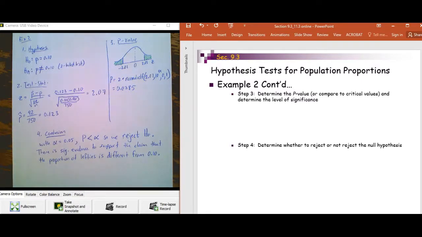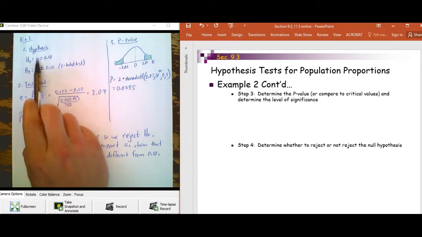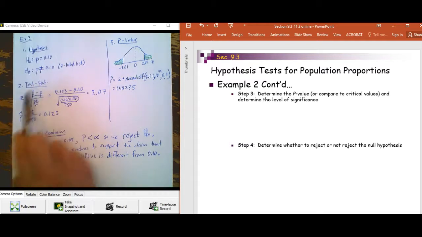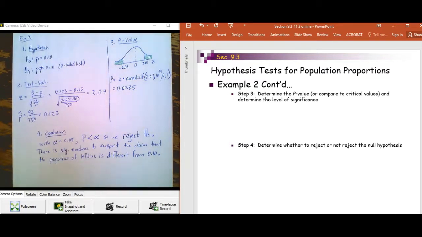All right, so that's how we test a proportion. You can see it's very, very similar. Just be sure that you are using the appropriate parameter here and the appropriate formula for your test statistic. All right, so that does it for 9.3. Let's look at 11.3.